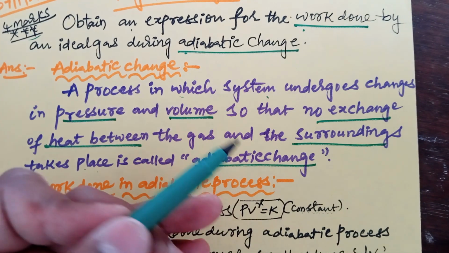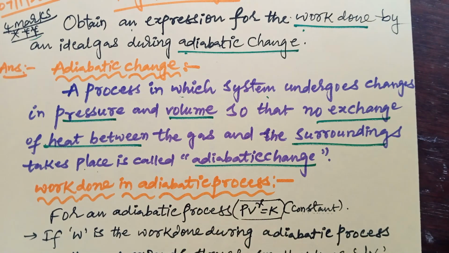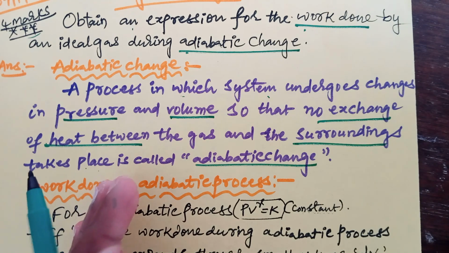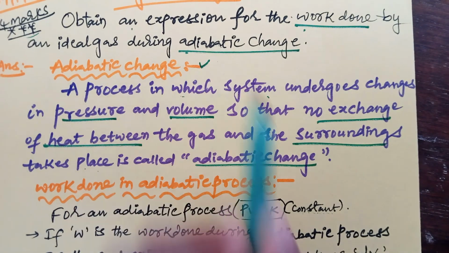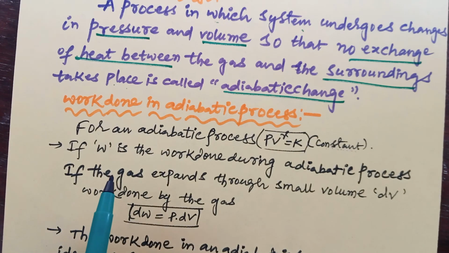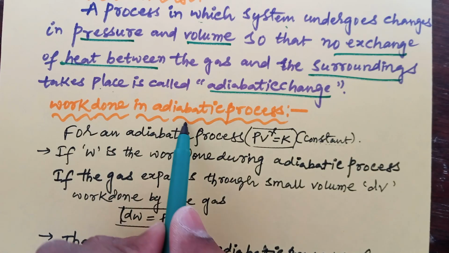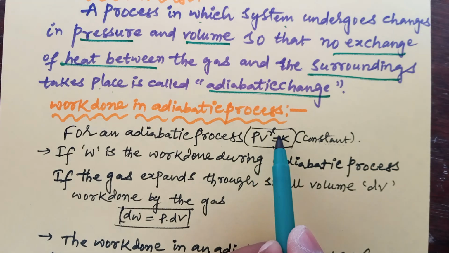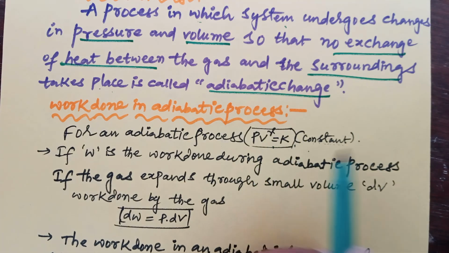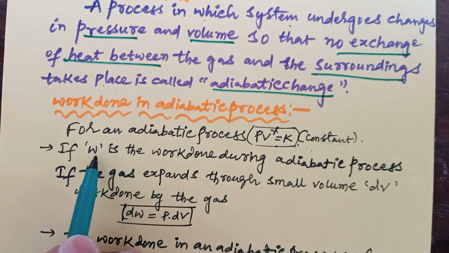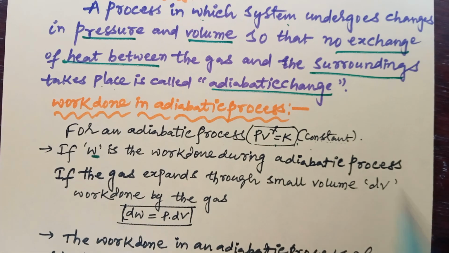In this process, all the variables change, but there is no heat flow from the system to the surroundings or from the surroundings to the system. This process is called an adiabatic process or adiabatic change. For an adiabatic process that obeys PV^gamma = K, K is a constant.